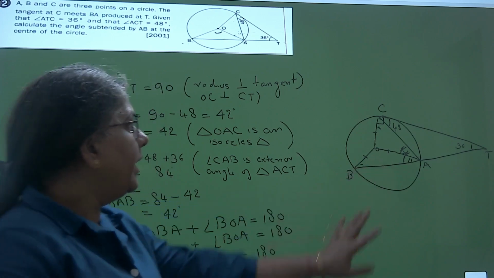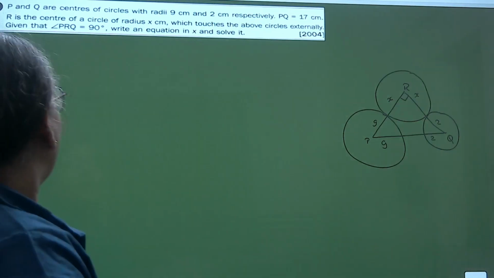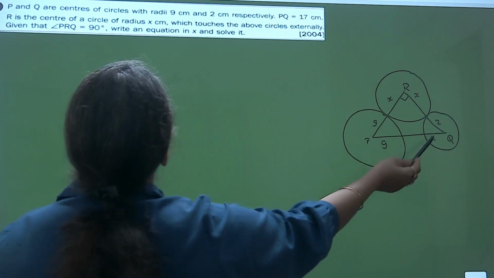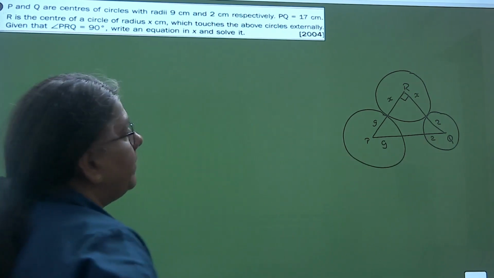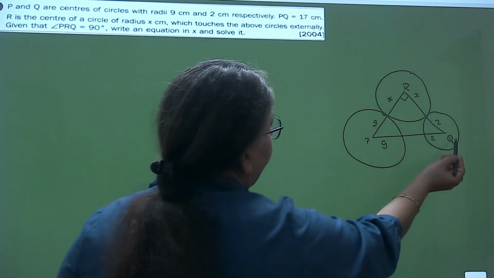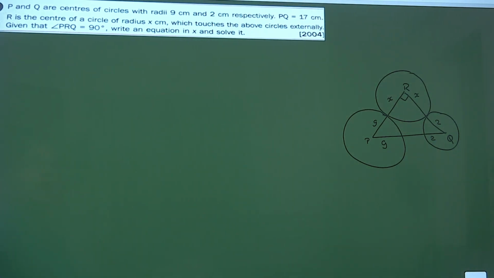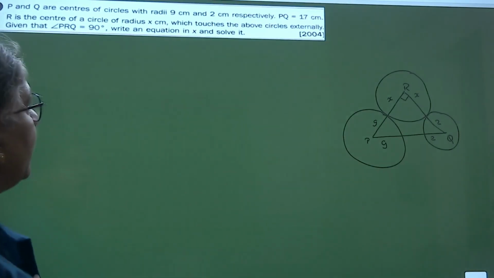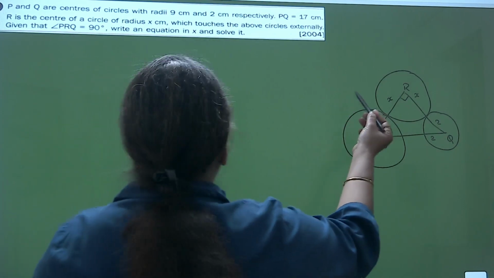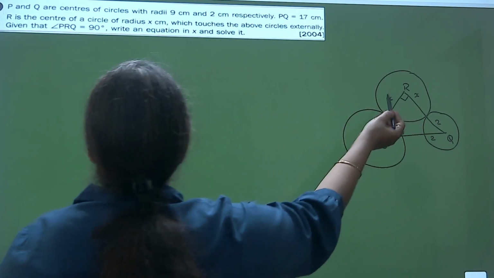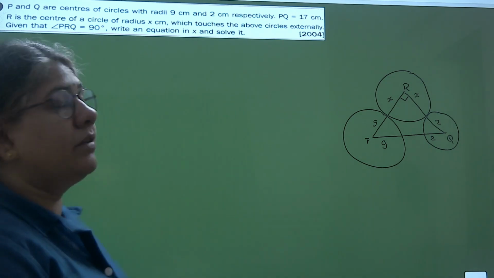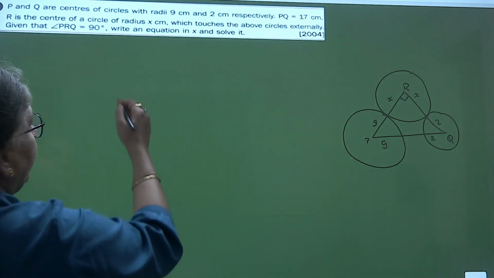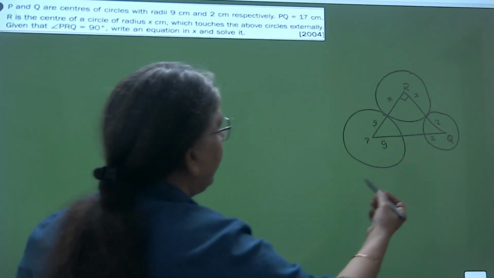isosceles triangle property. And in this question, see, P and Q are the centers of the circles with radii 9 and 2 centimeter respectively. PQ distance is given 17 centimeter. R is the center of the circle with radius x, which touches the above circles externally. It is given angle PRQ is 90 degrees. Write an equation in x and solve it.